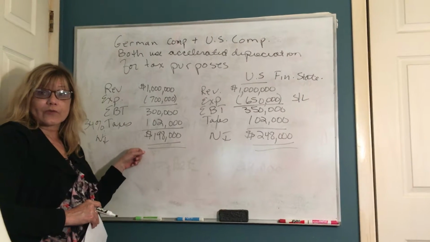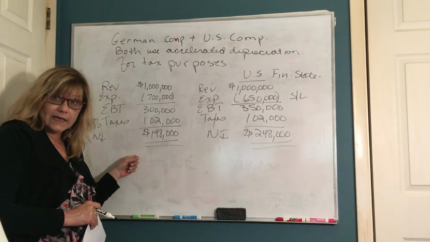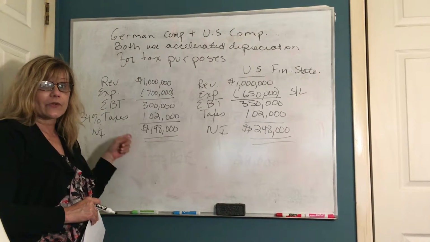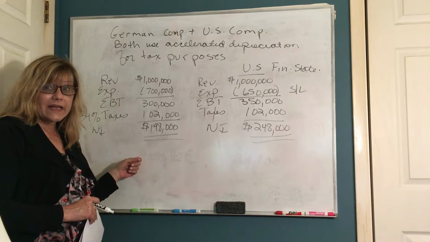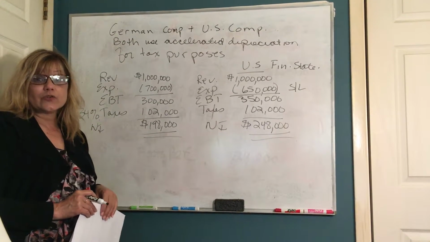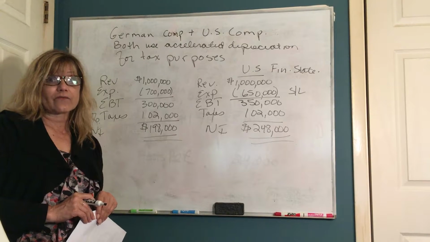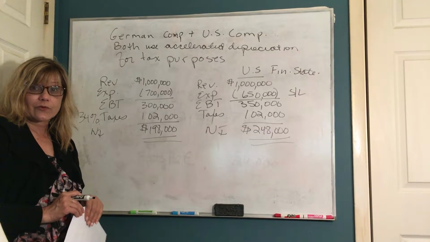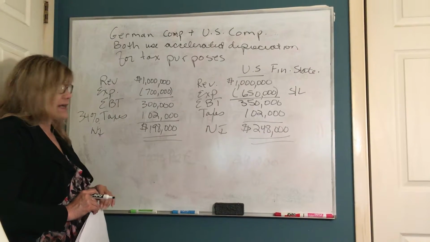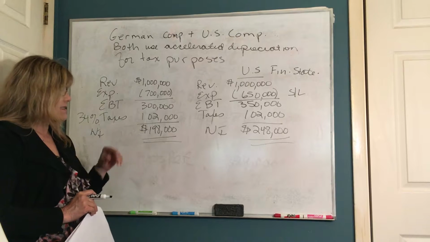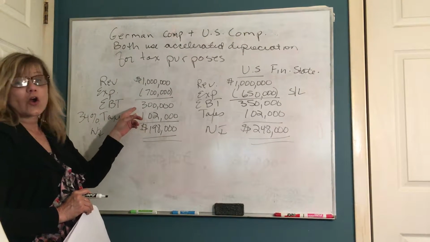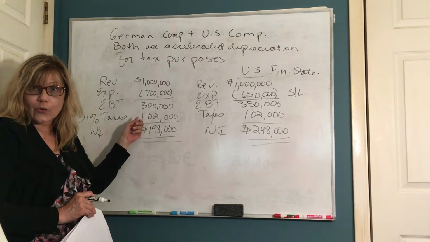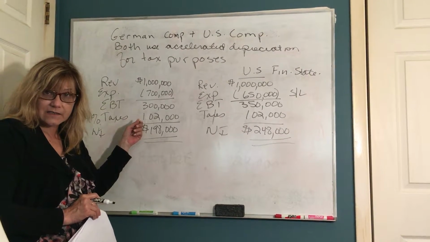Now this is what it would look like for the U.S. company's income tax return, and this is what it's going to look like for that German company for their income tax return and their financial statements, because they must use the same depreciation calculation for both. However, in the U.S., remember I mentioned, we have different rules. We can use an accelerated method of depreciation for our taxes to get a lower earnings before taxes, which in turn means we in the U.S. are paying lower income taxes.